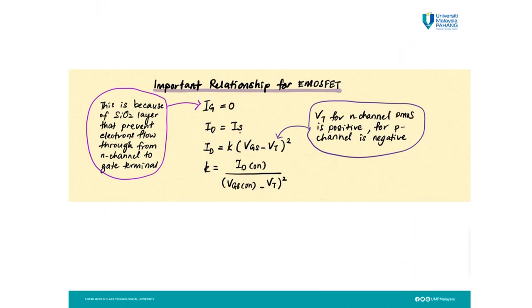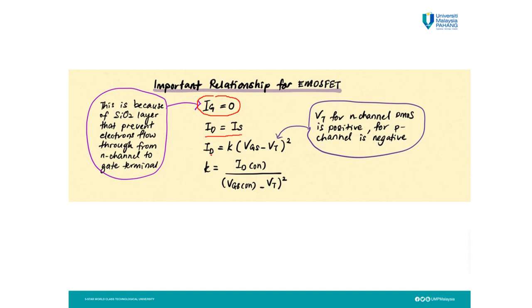Okay, now we take a look at the important relationships for the EMOSFET. The first one, IG equals 0. This is similar to other transistors, because the silicon oxide layer prevents the electron flow from the N channel to the gate terminal. That's why we get IG equal to 0. And then ID equals IS.